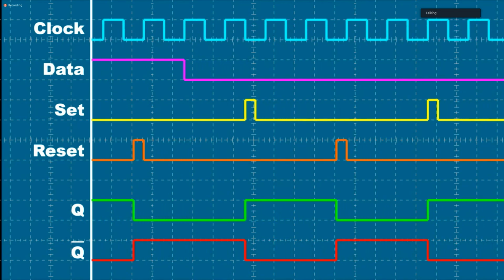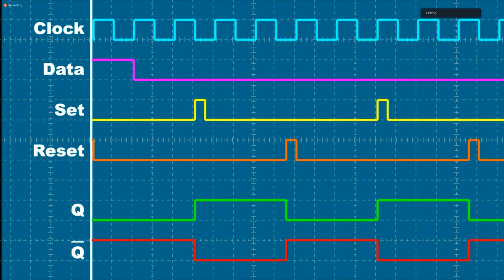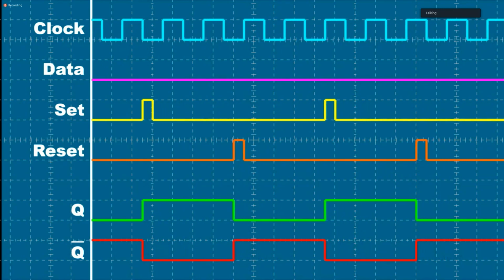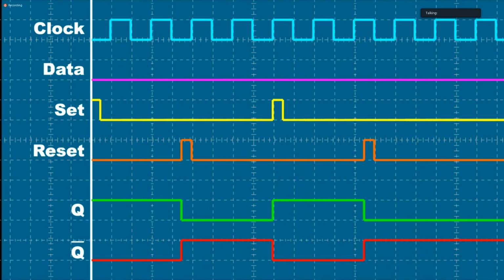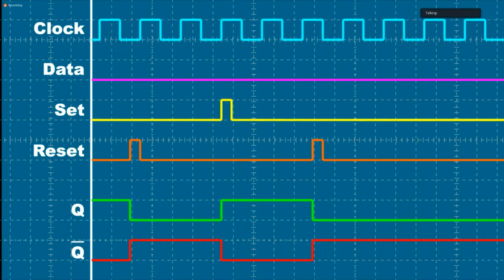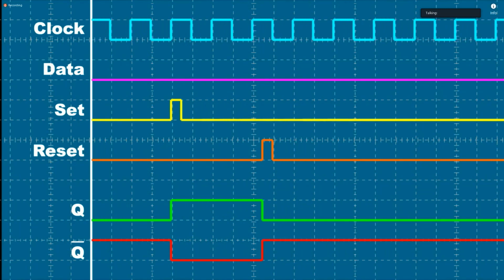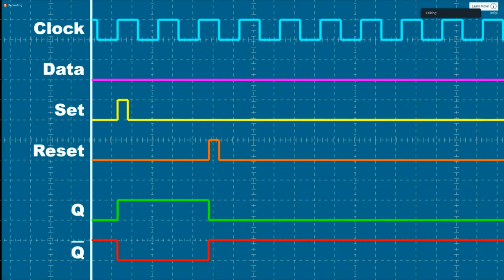While the data signal has to wait for the next clock pulse before it affects the output, as soon as set goes active high, it makes the output go high. And anytime reset goes active high, it resets the output back to low.